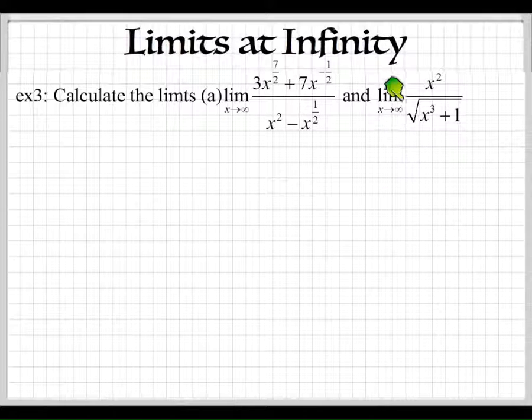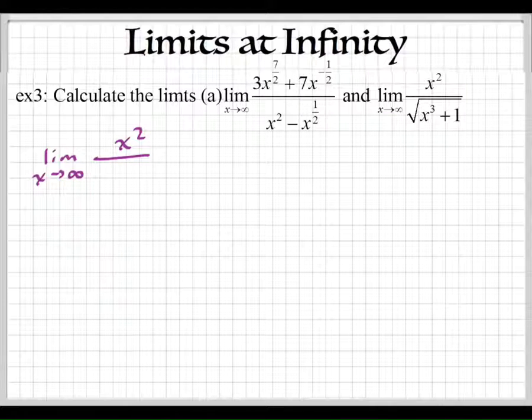Okay, so for the next one, for this one right here, we have something different. We have this square root sign right here. All right, now I'm going to keep it really simple. I'm going to kind of simplify the explanation for this one. We're taking the limit as x approaches infinity, x squared over the square root of x to the third plus 1. Sorry, it looks all tiny on my screen. Okay.